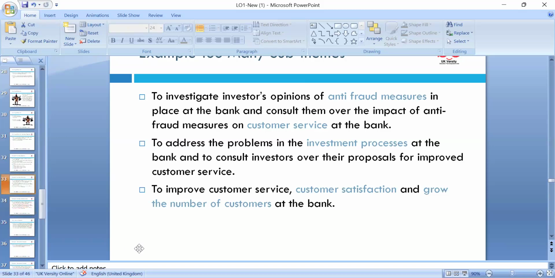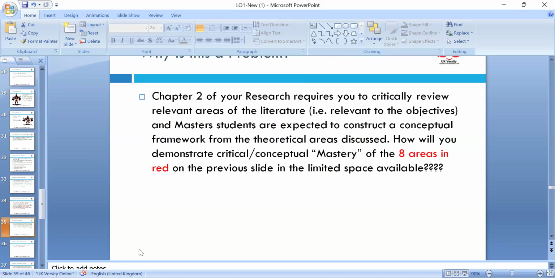So how can these lead to and link with each other? Anti-fraud, customer service at the bank, investment process. These are the key to staff motivation. If the staff are not motivated, good customer service won't happen. That's why we normally say that instead of the external market, you will do the internal marketing first, please.